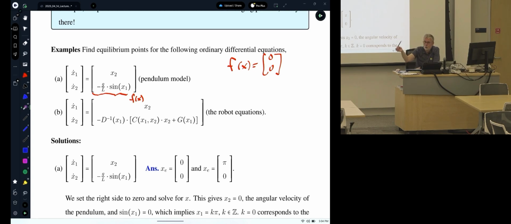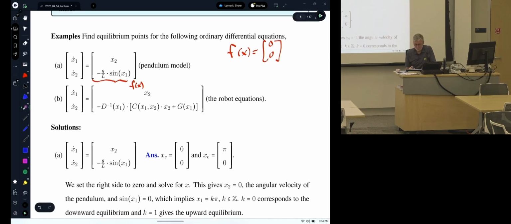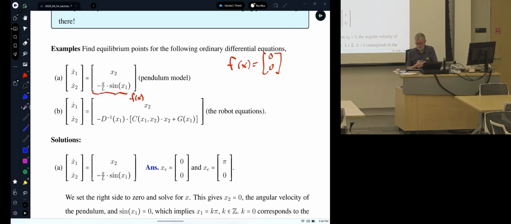Okay, so there are two equilibria. But you just set sine equal to 0. Yes, there's an infinite number of multiples of pi, but we only need 2 of them physically, one up and one down. You want to use minus pi for down instead of pi, more power to you. Okay, so that gives you the 2 equilibria.